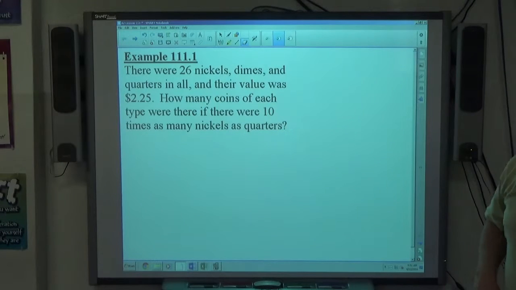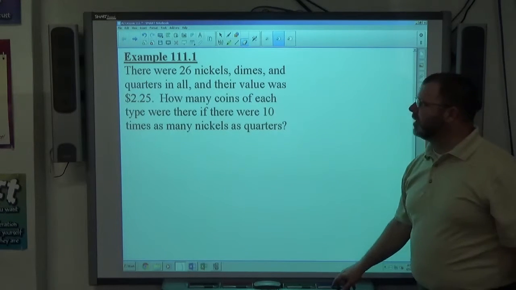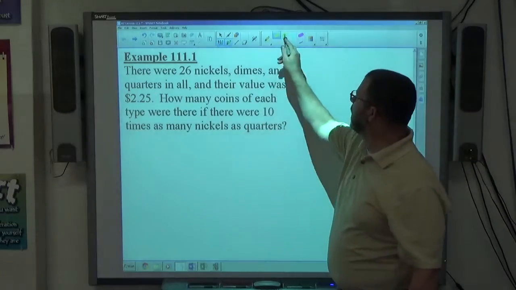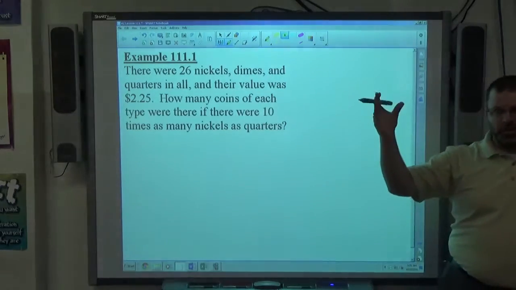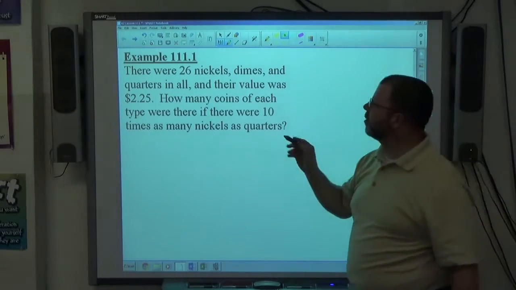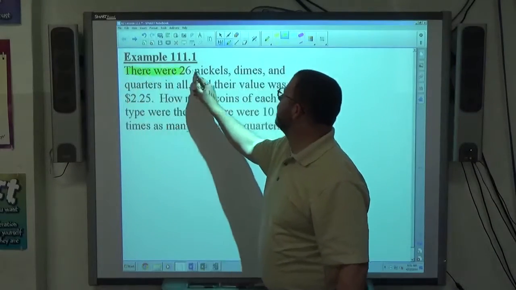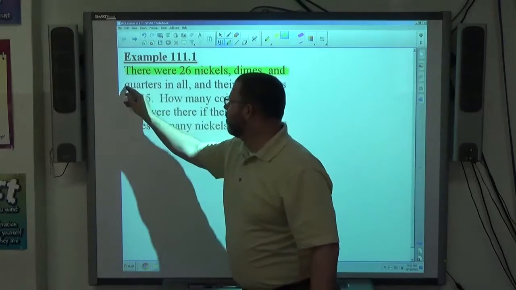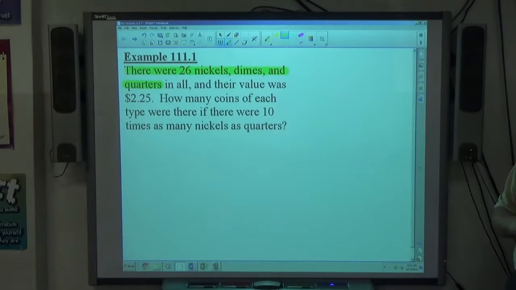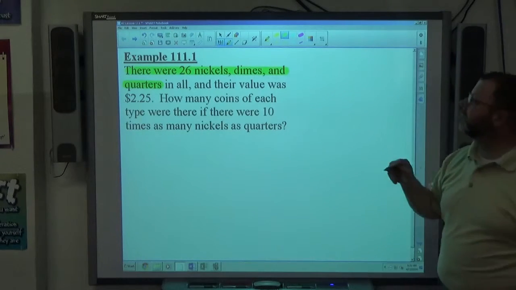Okay, example 1. There were 26 nickels, dimes, and quarters in all. So we've done coin problems already. We understand, I think, that there's number variables, there's value variables. That's going to stay consistent with these problems. But now, instead of nickels and dimes, or dimes and pennies, or quarters and nickels, now we're going to have 3 types of coins. This time nickels, dimes, and quarters is happening.